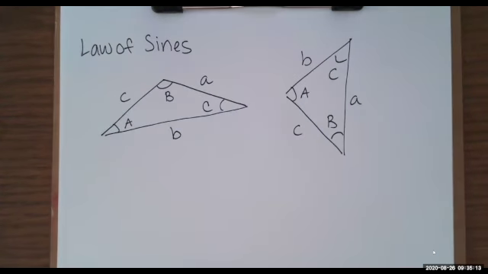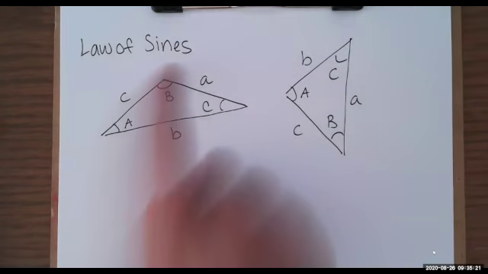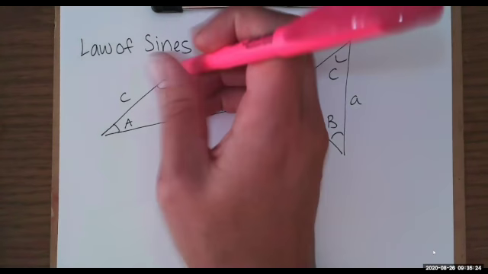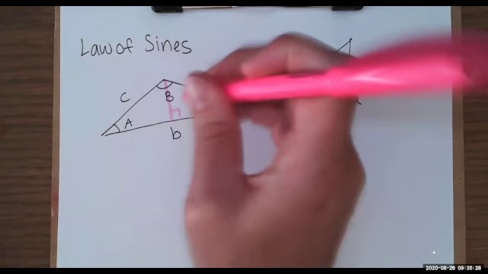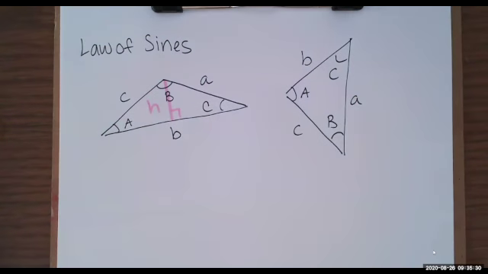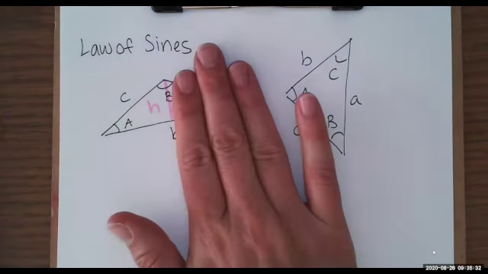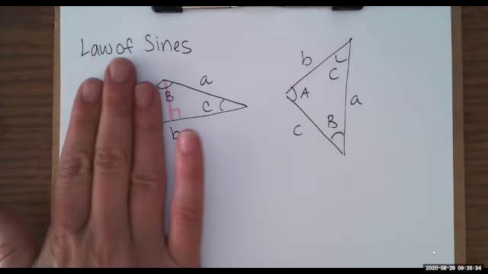Okay, so what we want to do is use what we know about trigonometry to come up with a way. I've already given it away. We're going to use sine. So what I'm going to do here is drop a perpendicular in the middle of this triangle, and I'm going to call this H for height. Now what I'm going to do is focus on this triangle and then focus on this triangle.